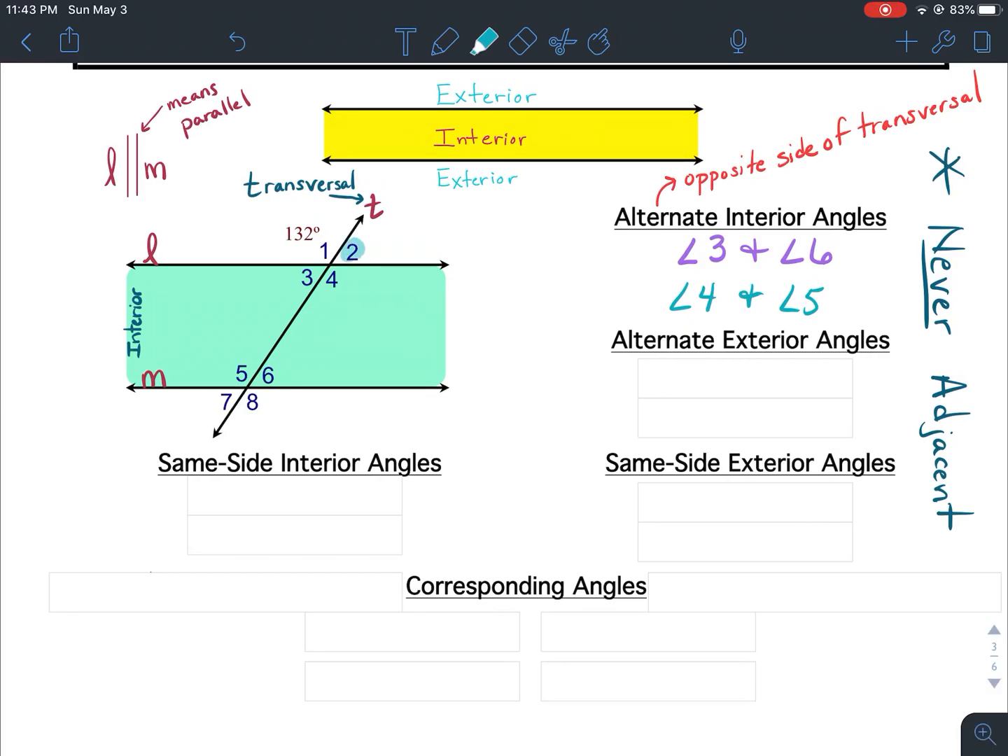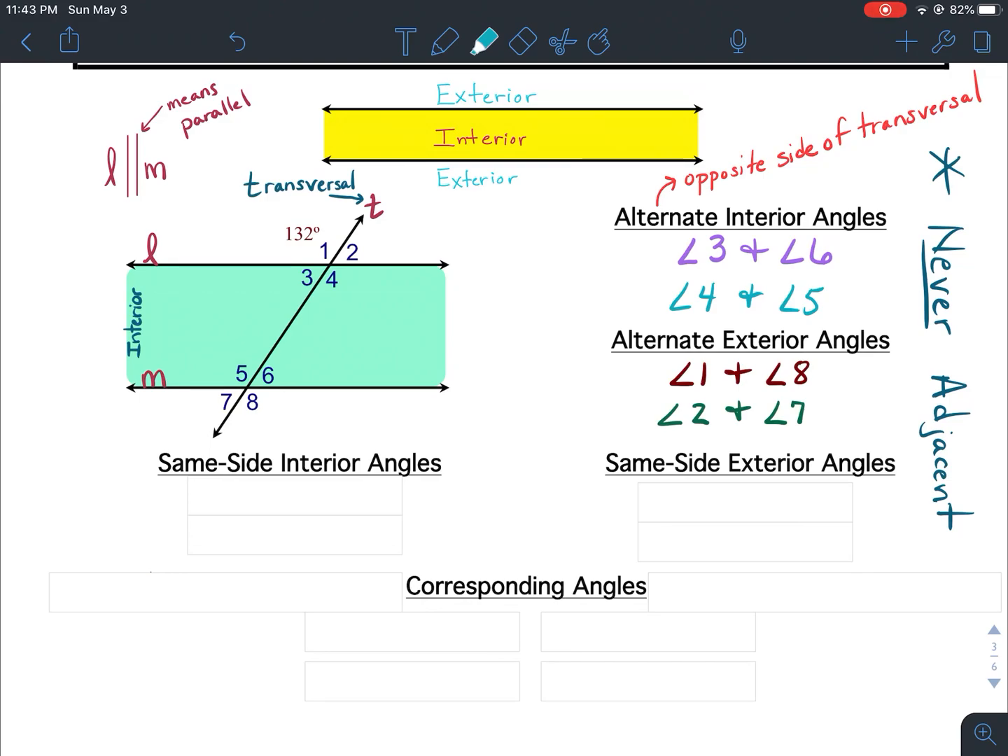The same with 2 and 7. They are on opposite sides of the transversal and in the exterior. So 1 and 8 are alternate exterior angles. 2 and 7 are alternate exterior angles. Pause your video, get all of that written down.